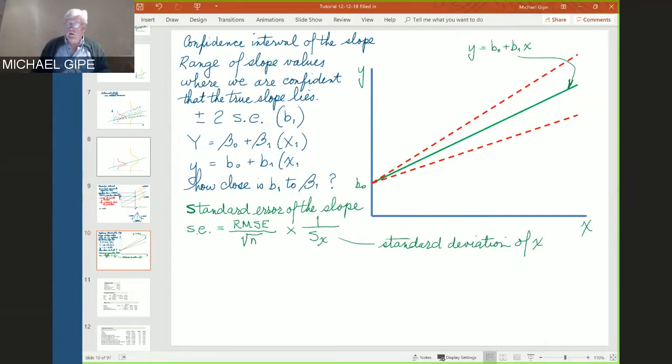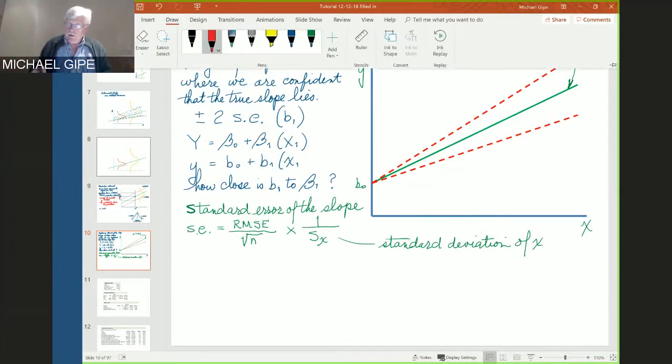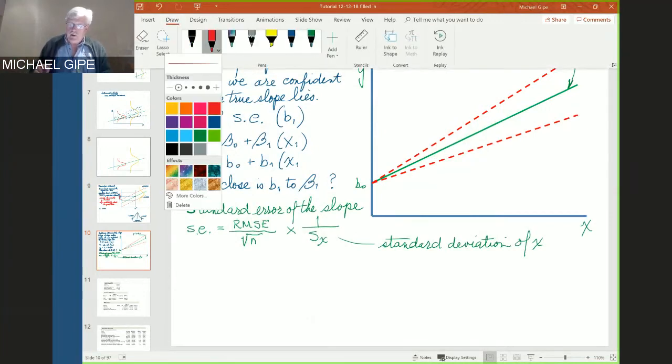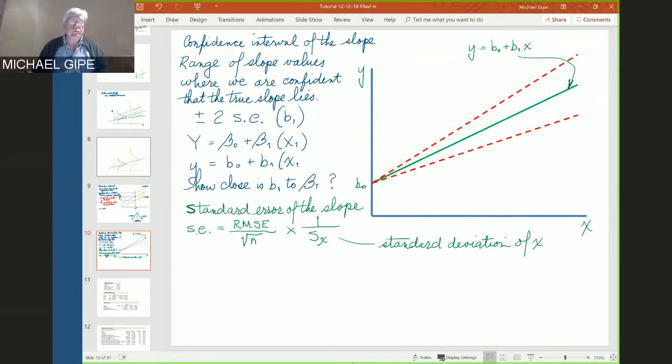And if we were to look at the range of possible slope values that we could take on, knowing that we're not going to have perfect, exact, equal to the true slope, we'll have this range of different slopes, and we can look at that as the confidence interval of the slope.